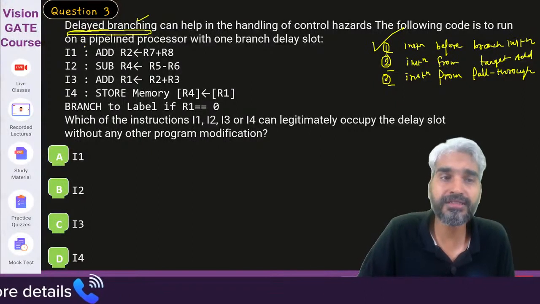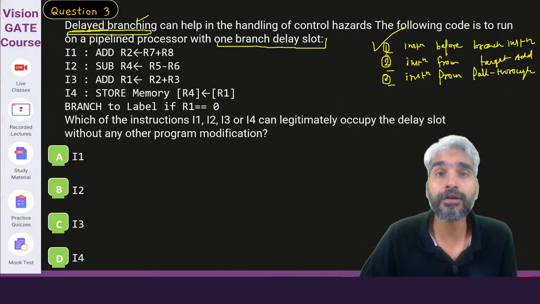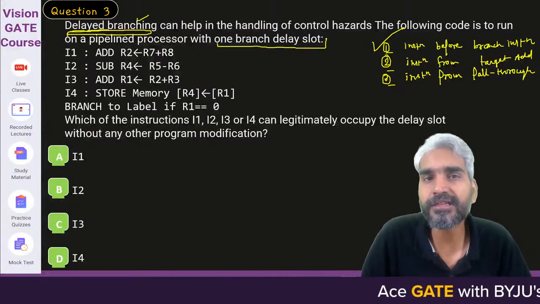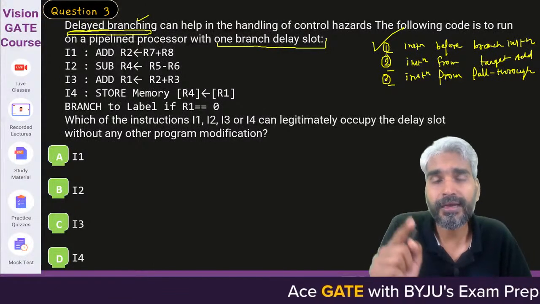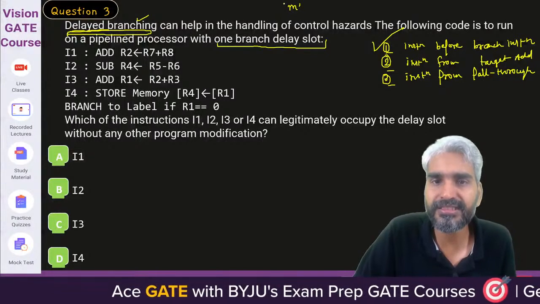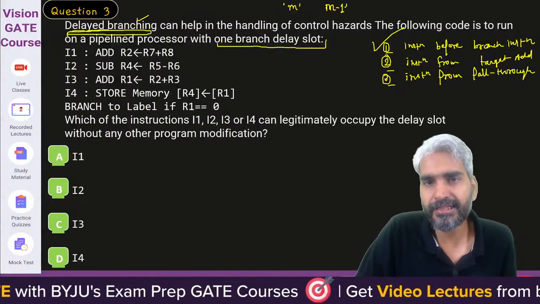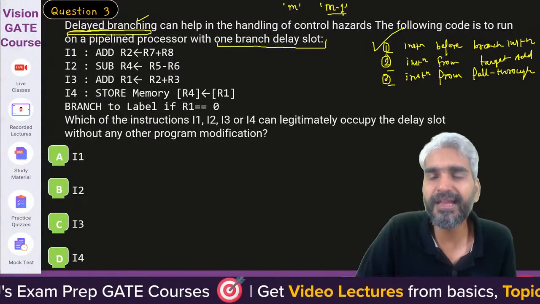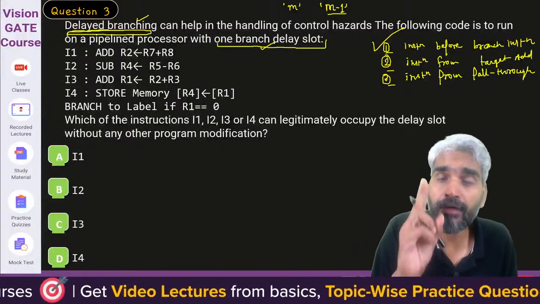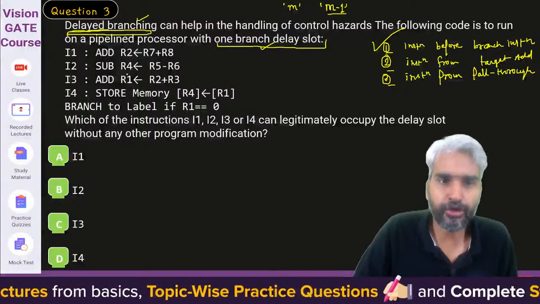The following code is run on a pipeline processor with 1 branch delay slot. Why 1 branch delay slot? Because the outcome of the branch instruction will be available at the end of the second cycle. If the outcome of the branch instruction is available at the mth cycle, then the number of delayed slots will be m-1. So if it says 1 branch delay slot, it means the output of the branch instruction will be available at the end of the second cycle.